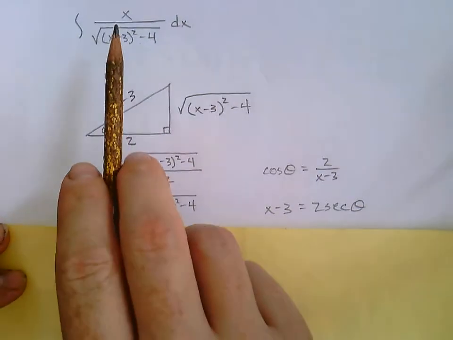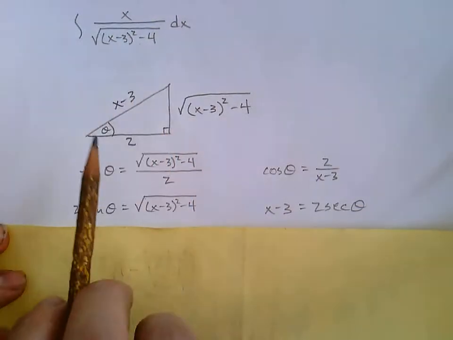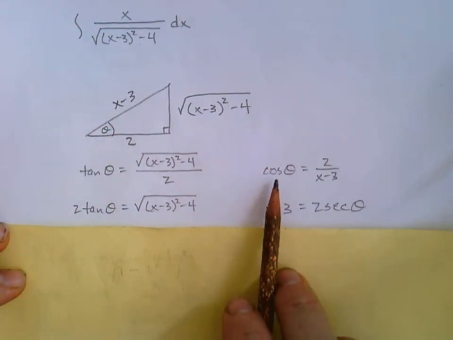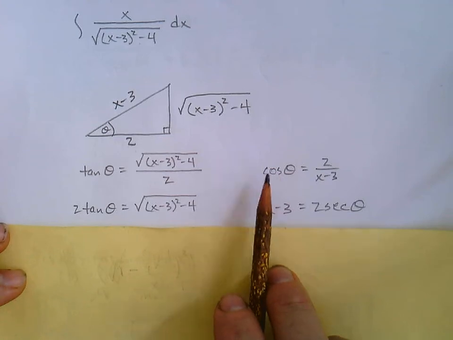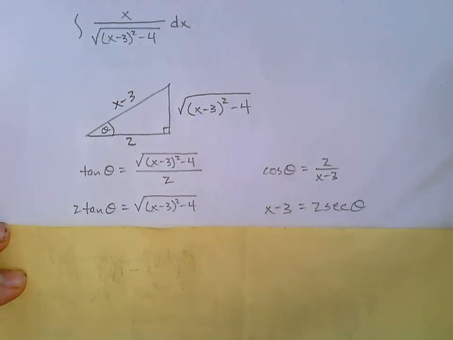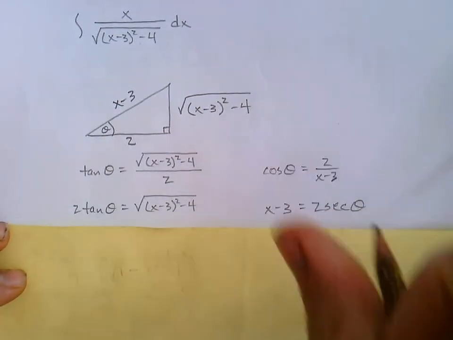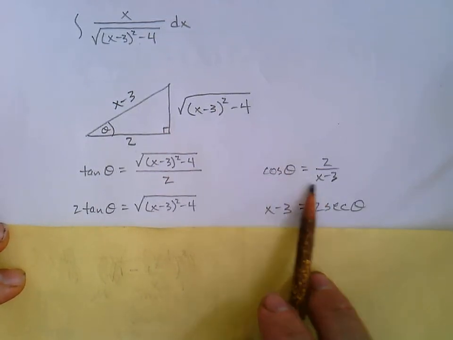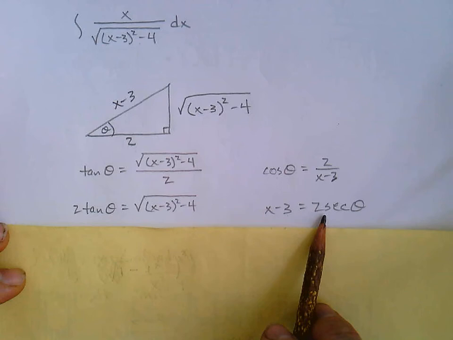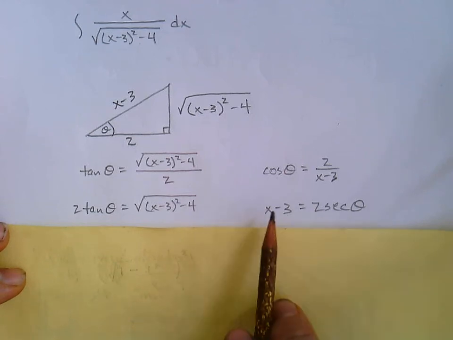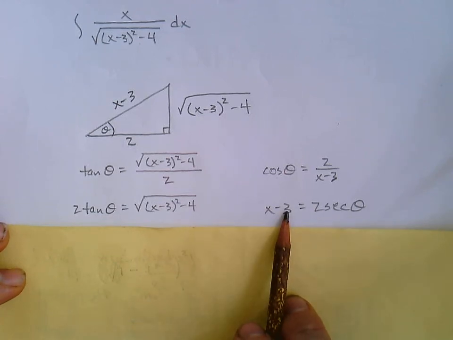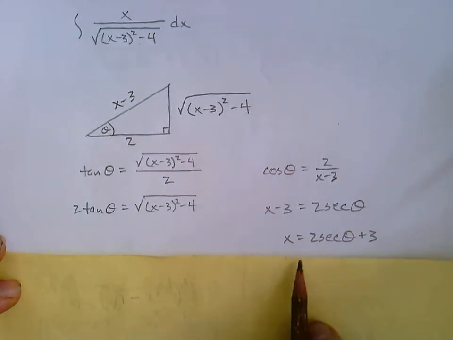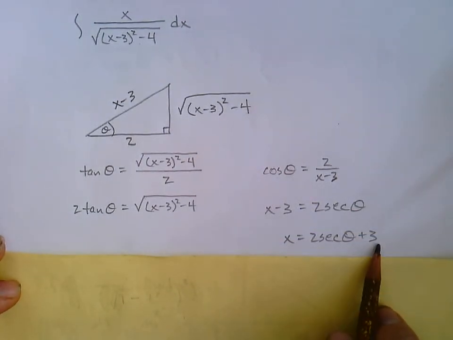Okay, we also need x. Okay, well, we'll go with the x minus 3, combine it with the 2. That's going to be cosine. Cosine theta will be 2 over x minus 3. So we can multiply this, divide the cosine. x minus 3 equals 2 secant theta, but if I want x, well, then I've got this last step of adding the 3 over, no problem. x equals 2 secant theta plus 3.